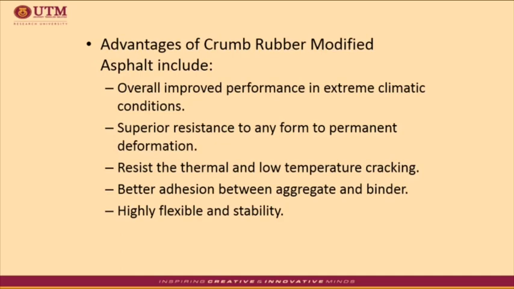So what we can summarize from the advantages of crumb rubber modified asphalt binder is that adding crumb rubber to asphalt binder can contribute to improving rutting resistance, resisting thermal and low temperature cracking, providing better adhesion between aggregate and binder, and finally giving high flexibility and stability as well.